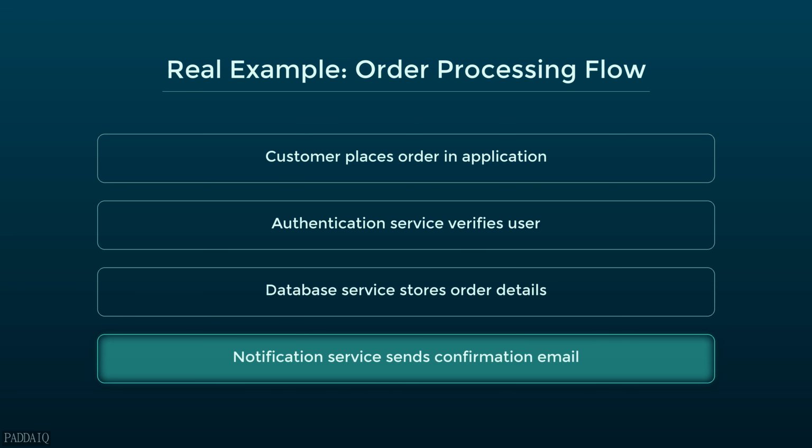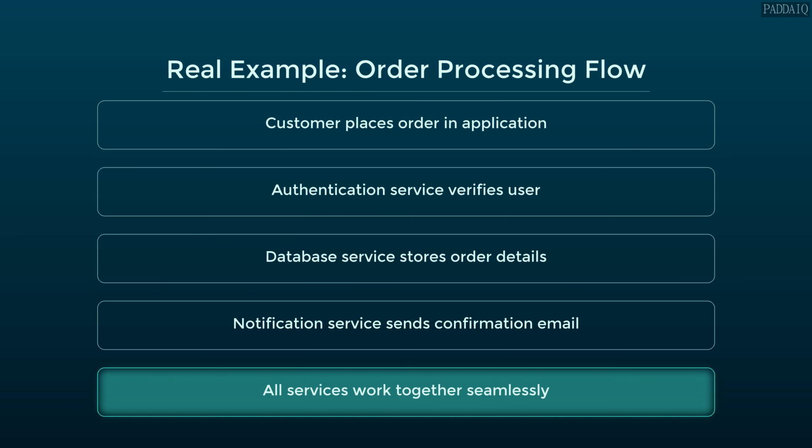Notification service sends confirmation email. This means once an order is placed, an automated system immediately dispatches a confirmation message to the customer's email. For instance, when you buy a book online, you instantly receive an email summarizing your order details. This immediate communication confirms the successful receipt and processing of your order.